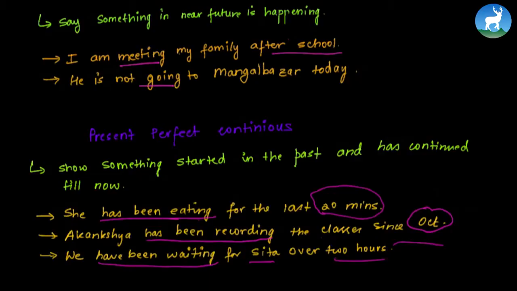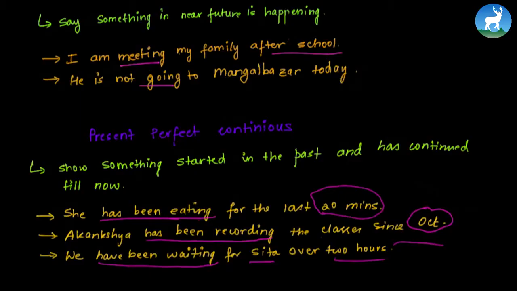Now the continuous tense can also be used with the present perfect form, and that is used to show something started in the past and has continued till now. It happened in the past, but it's still happening, so we use the present perfect continuous tense. For example, she has been eating for the last 20 minutes. For 20 minutes before she was eating, and when I see her right now, she's still eating. So it means that she has been eating for the last 20 minutes.